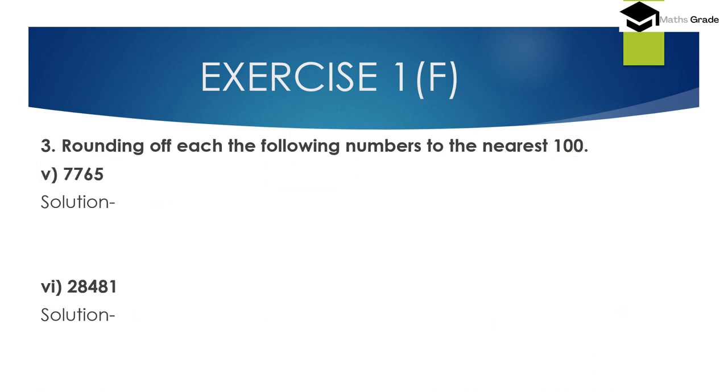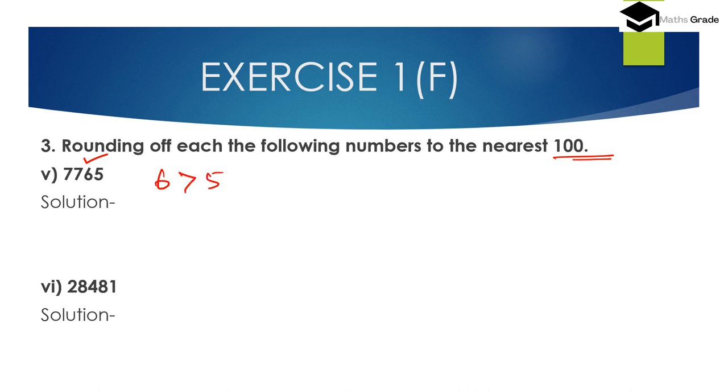Now question number 5b, 7765. We have to round up this number 7765 to the nearest 100. When we round any number to the nearest 100, look at the tens place digit. The tens place digit of 7765 is 6, which is more than 5.